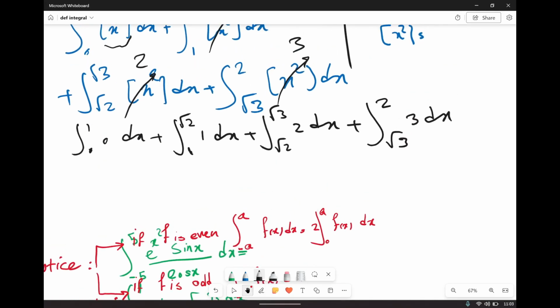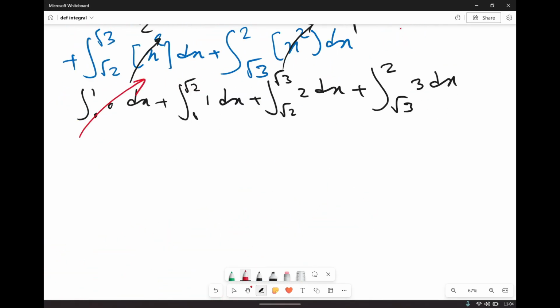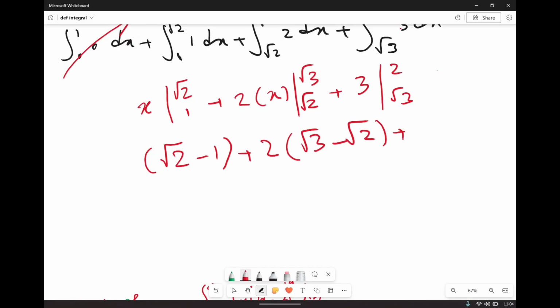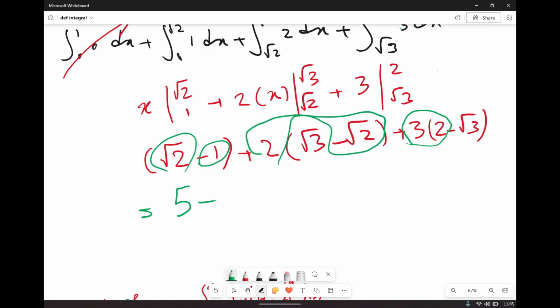Yes? Okay, I just substitute in here. This part is 0, this part is x from 1 to radical 2, plus 2x from radical 2 to radical 3, plus 3x from radical 3 to 2. And if we put in these values, it is radical 2 minus 1 plus 2 radical 3 minus 2 radical 2, plus 6 minus 3 radical 3. Our total answer is 6 minus 1, which is exactly 5, but minus 2 radical 2 and radical 2 is minus radical 2 total, and for the last one about radical 3, 2 radical 3 minus 3 radical 3 is minus radical 3.